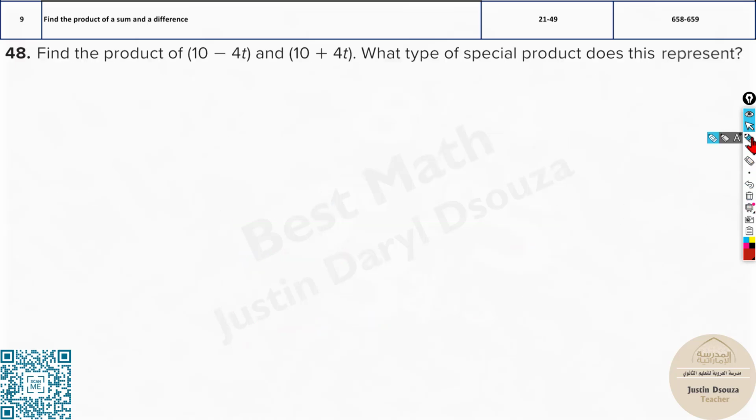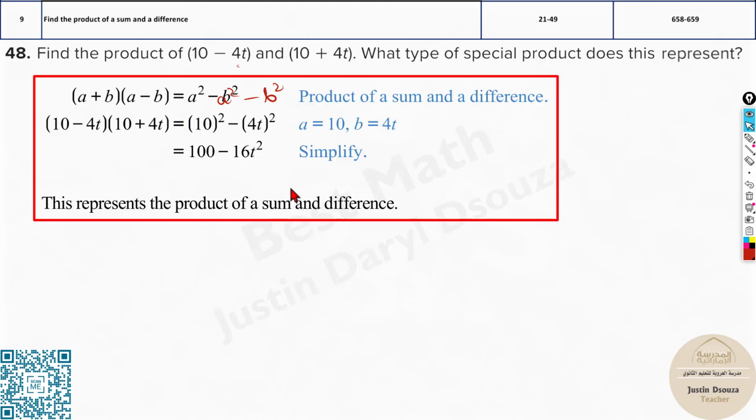Now here, let's find the product of these two. What type of special product does it represent? Here again, it is the same concept. It is a squared minus b squared. The first term squared minus the b squared. It is basically the difference of squares. That's the formula. Or you can write it as, it represents the product of sum and difference. Okay, basically you have the sum over here and the difference, you're multiplying them. It's the product of that.